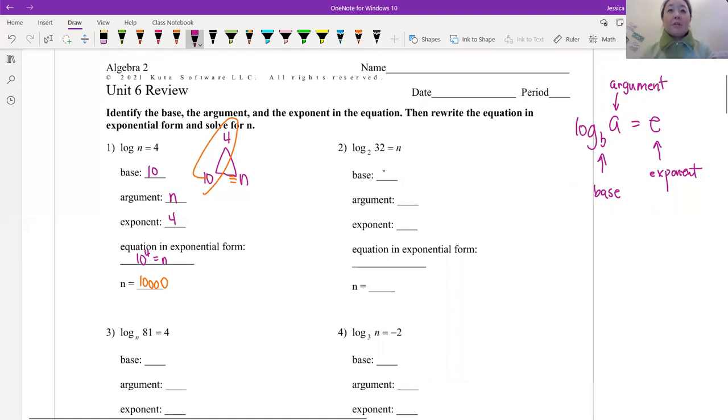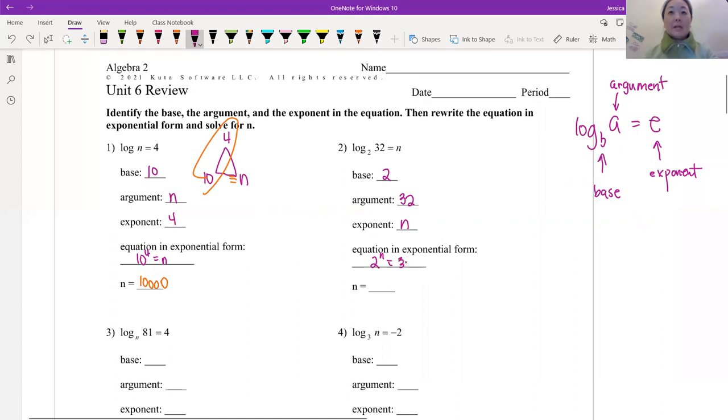So the base here for number 2 is 2. And again, I would try these out first, like pause me and then do it. Or if you've downloaded the review packet, right, from Canvas, go do it. You can do that as well, right? And then just do the problem separately. That's how you practice it. Review and study. And the argument is 32. Exponent is n. So the equation in exponential form is 2 to the n power is equal to 32.